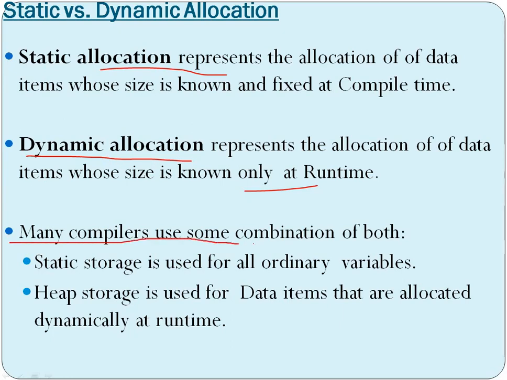So many compilers use both techniques, dynamic allocation and static allocation. Static storage is usually used for all ordinary variables, and heap storage is used for data items that are allocated dynamically at runtime.